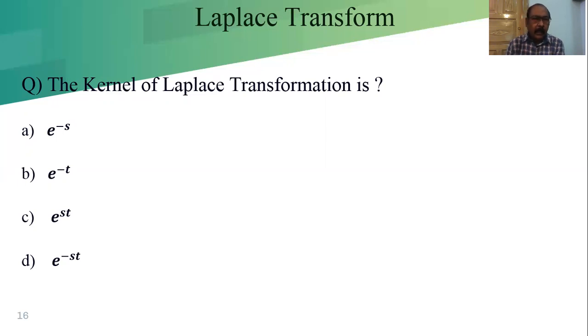From the previous slide, as we already learned, what is the kernel of the Laplace transformation? We learned that K(t,s) is equal to e to the power minus st. That means option D is the correct answer. Now we can proceed to the next.